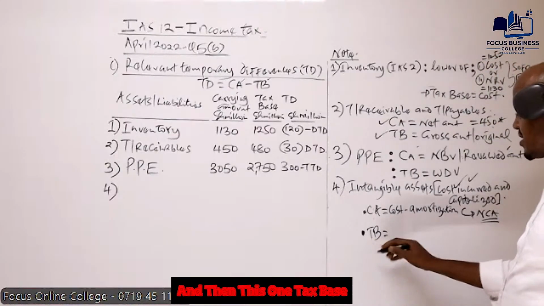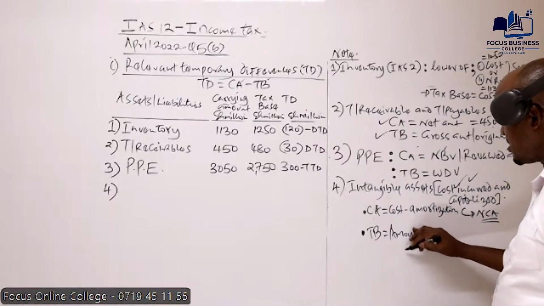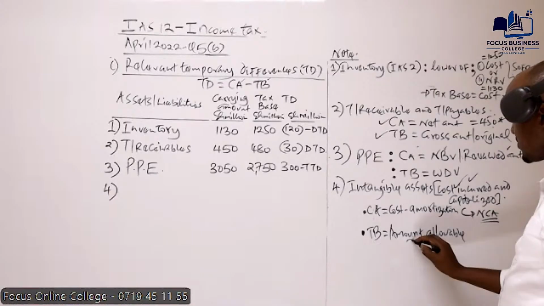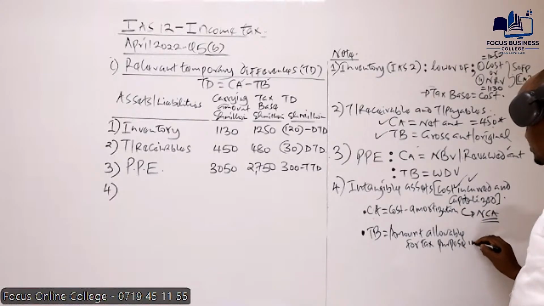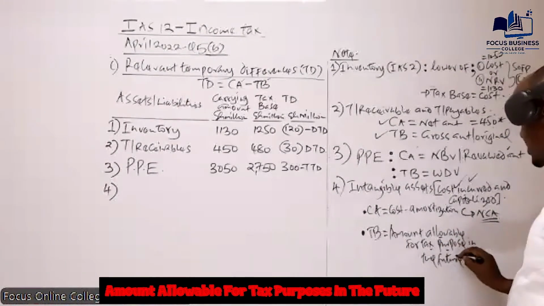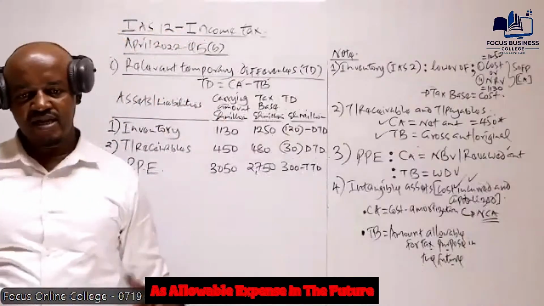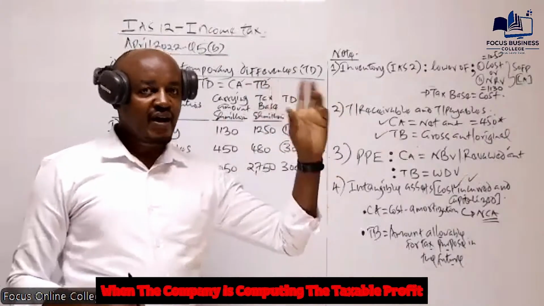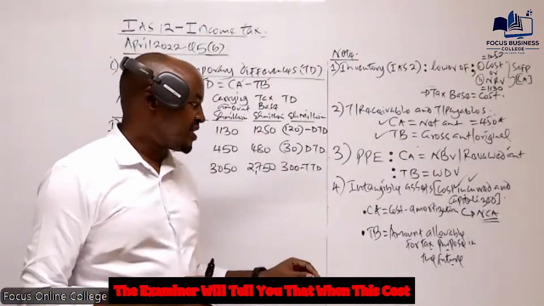And then the tax base is equal to the amount allowable for tax purpose in the future. So when we talk about the amount allowable for tax purpose in the future, we are referring to the amount which will be treated as the company's allowable expense in the future. How much will be deducted from the total incomes of this company in the future when the company is computing the taxable profit?